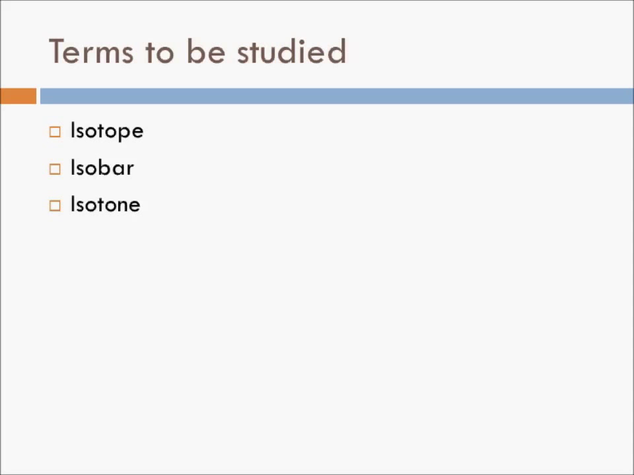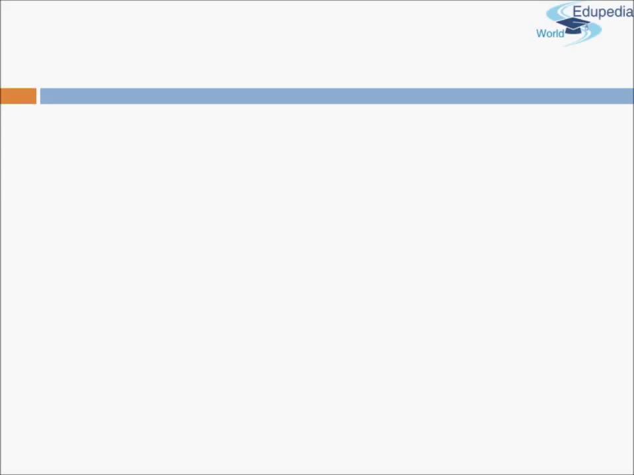For example, we'll be studying what is isotone, isodiapher, and also what are isoelectronic species. So all these kinds of species we'll be studying today. So let's start. First, what is an isotope?